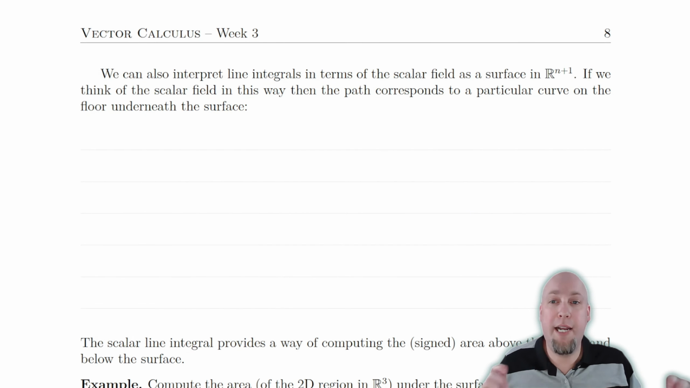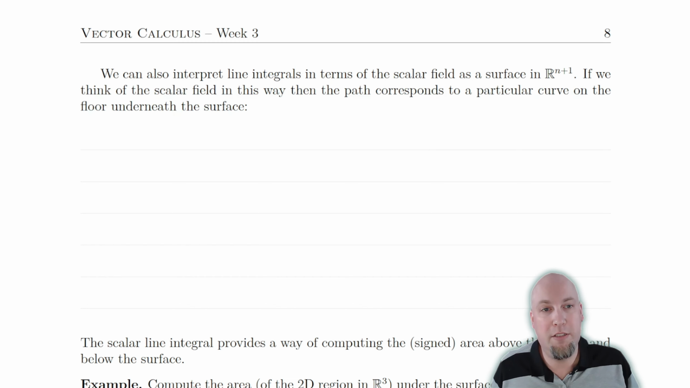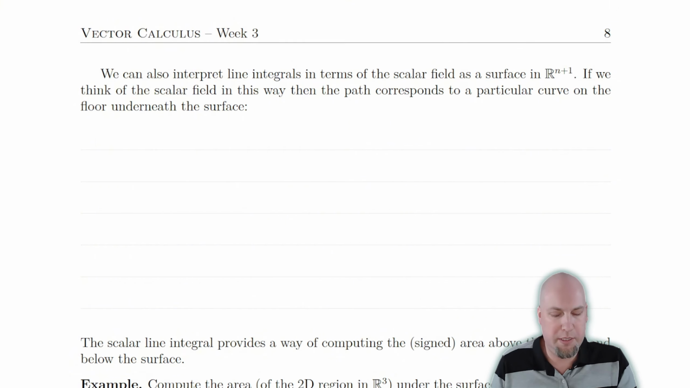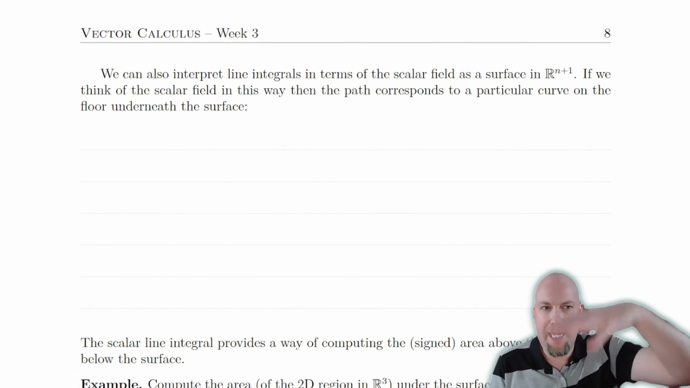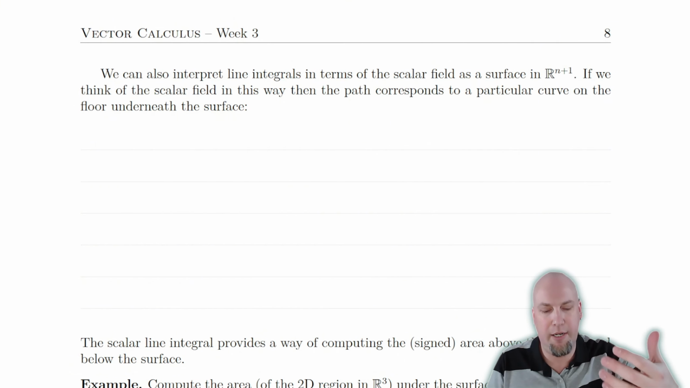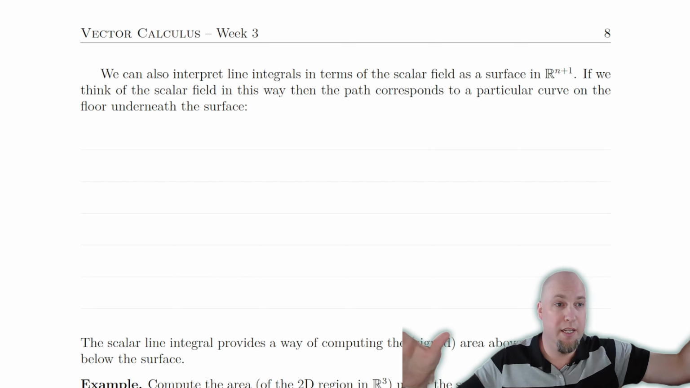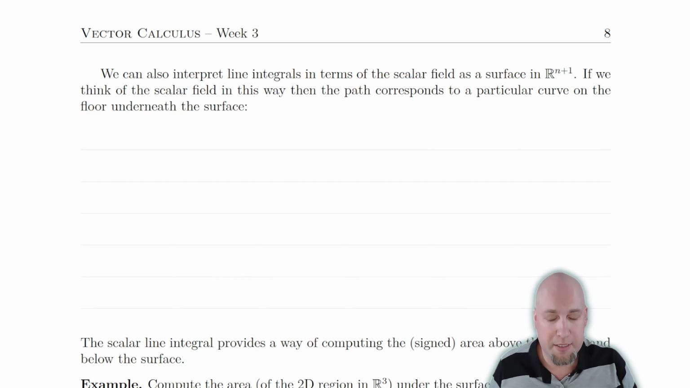Alrighty, one final way of interpreting scalar line integrals is you can think of them as two-dimensional areas in three-dimensional space, okay? So in other words, if your scalar field, now we're not thinking of it as a density or anything like that anymore. This time we're going to go back to our earlier way of thinking of scalar fields or multivariable functions as a height, okay? We're going to think of them as their graph, right? If we have a multivariable function, a scalar field, then I can think of that as a surface in n+1 dimensions over n-dimensional space.